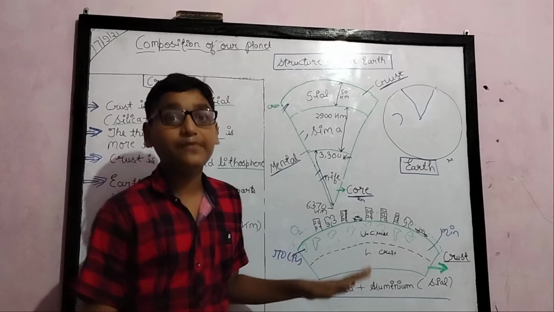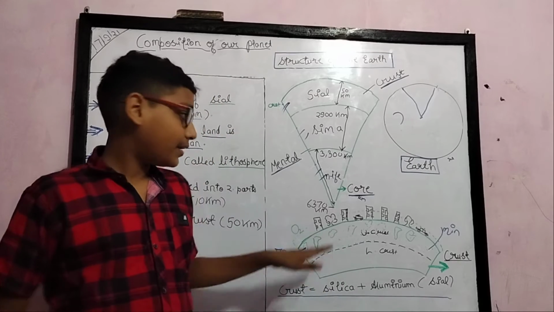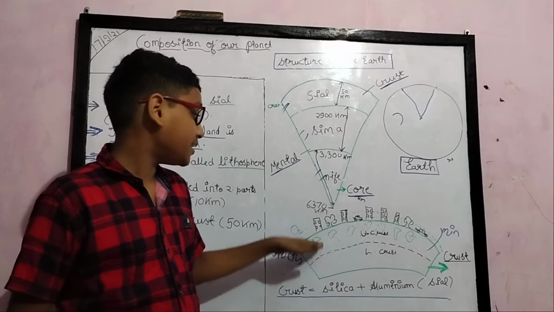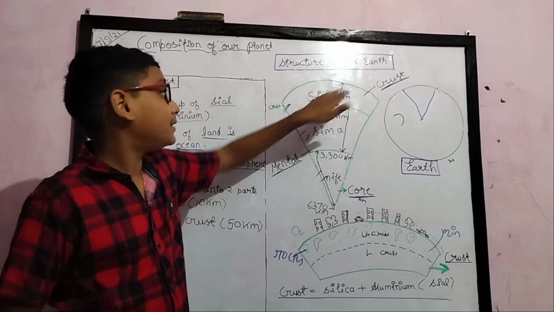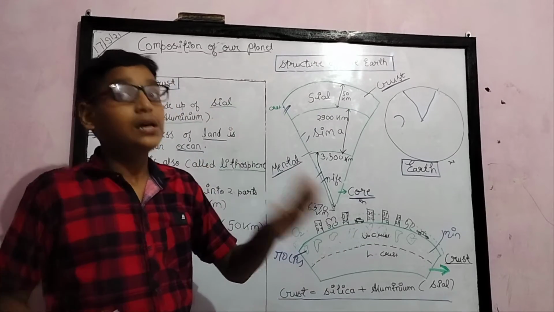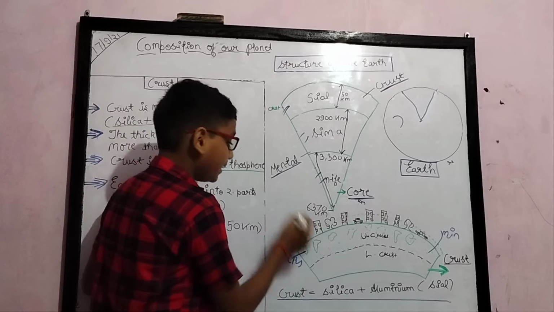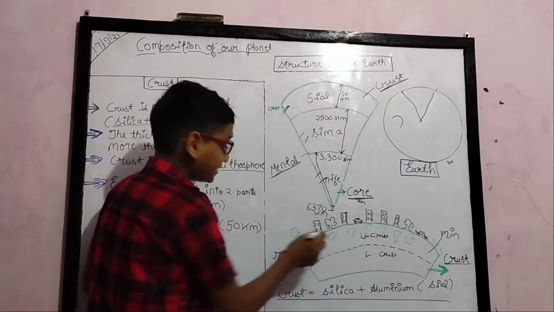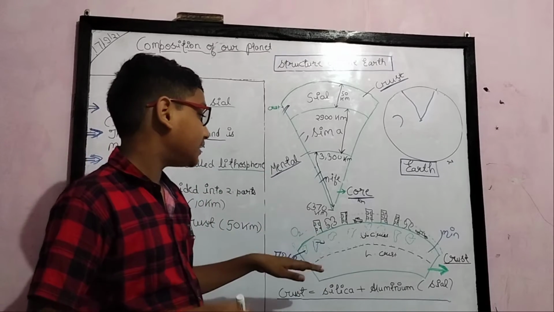In the crust we find rocks and minerals. The crust is rich in rocks and minerals. We see that the crust has silica plus aluminium. So where are silica and aluminium found? They are found in these rocks. These rocks are rich in silica and aluminium.